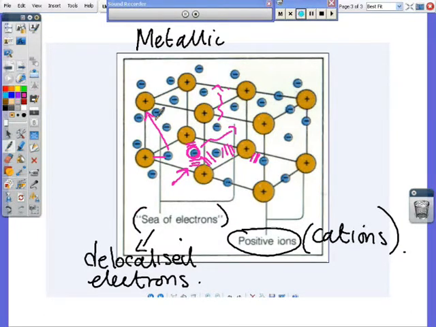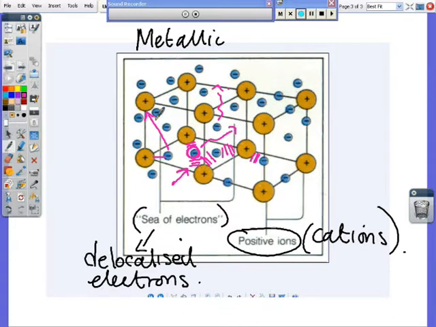So you get a consistent quantity of metallic bonding throughout the giant metallic lattice at all times, and that gives the metal its structure. The stronger the bond is, the higher the melting point, because obviously to melt it you need to break the bonds. You need to separate the positives from the negatives.